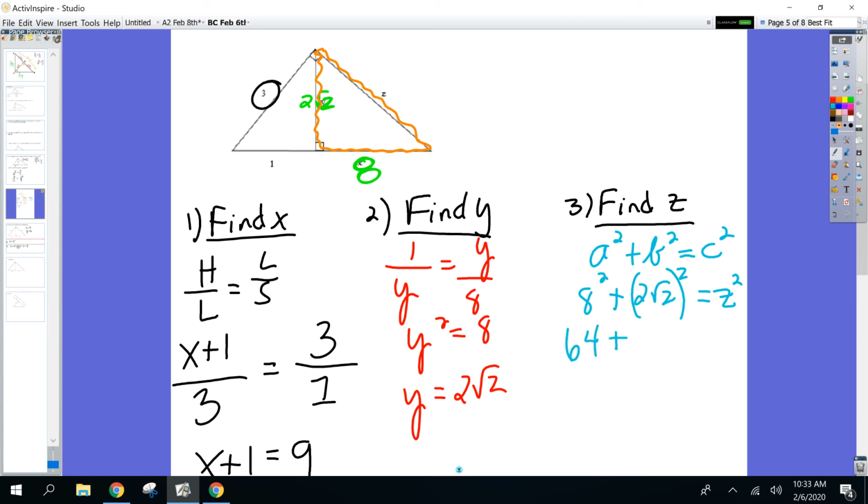2 radical 2 all squared. If you're getting 4 out, you're not following the directions. You got to square the whole thing. And what is that now? 8. Everyone can get 8 out of their calculator? 64 and 8 is 72. And yep, simplest radical form.